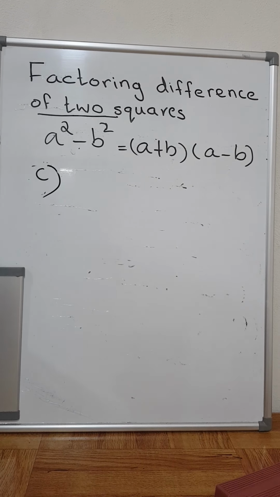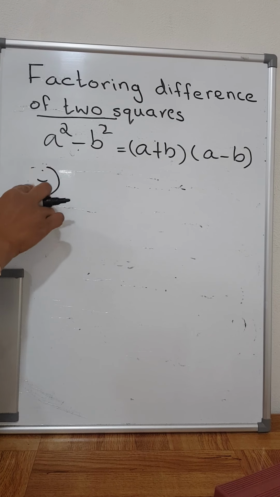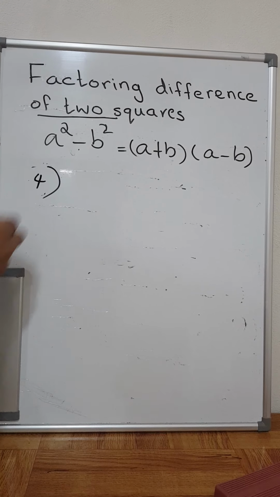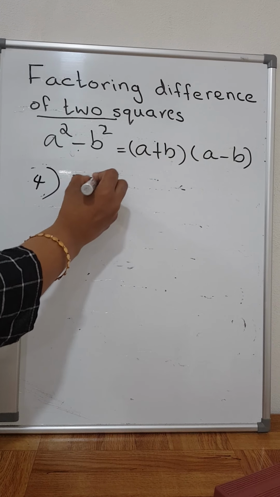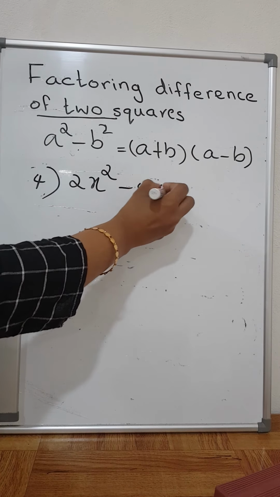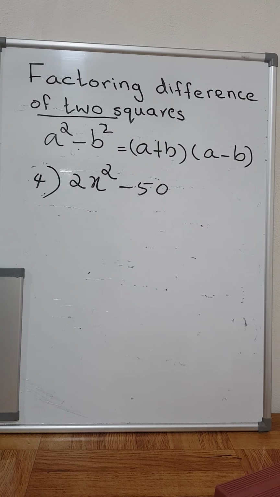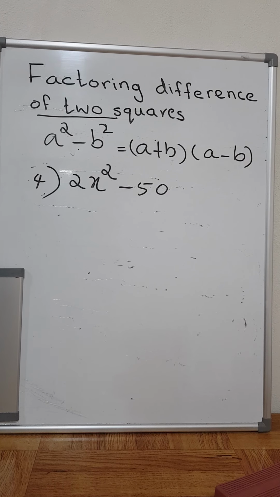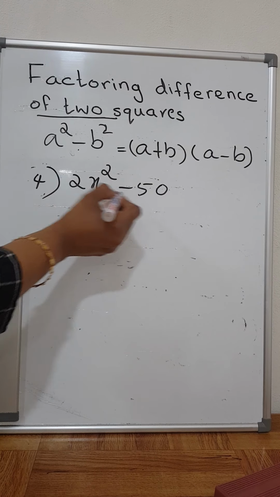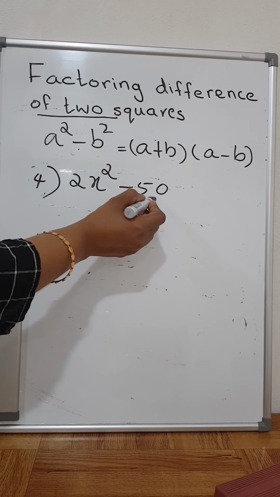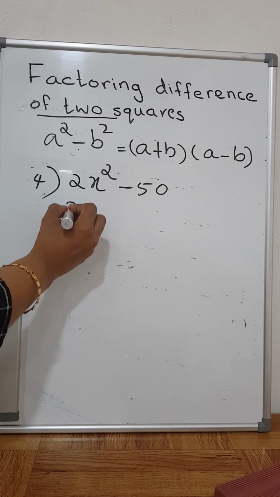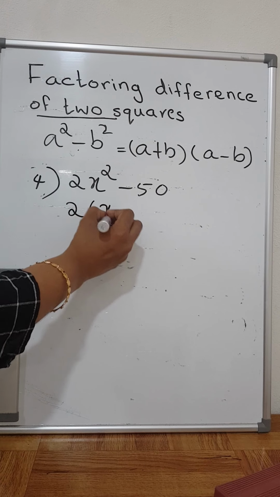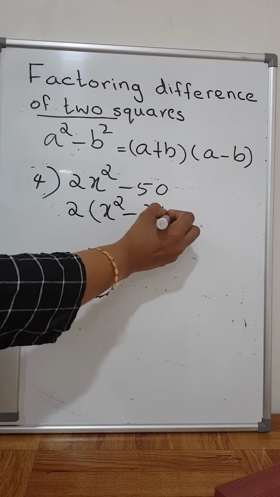Our fourth question: 2x square minus 50. You see, here something is common. Before factorizing, we always have to take the greatest common factor out. So here 2 is the greatest common factor. 50 is 2 times 25, so we can take 2 out. So this becomes 2 times (x square minus 25).